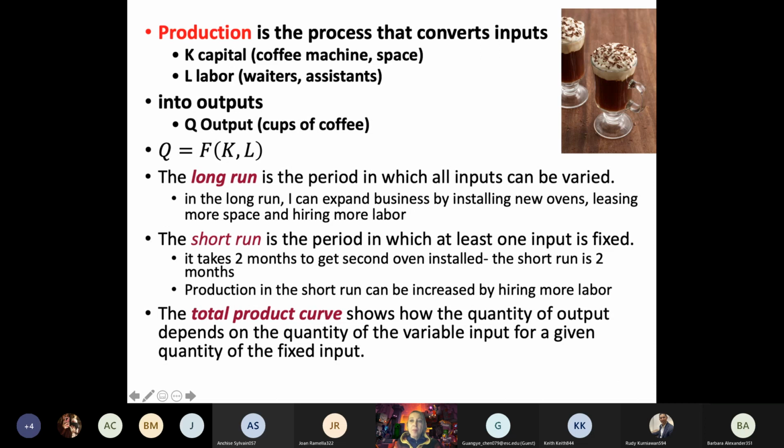So, production: the process that converts input into output. Inputs into production include things like capital and labor, our resources. Capital, like in order to make these nice little coffees, we need coffee machines, we need space, and we actually need some supplies too, like coffee and sugar and cream and cups. And we need labor, such as people who work and make all this together.